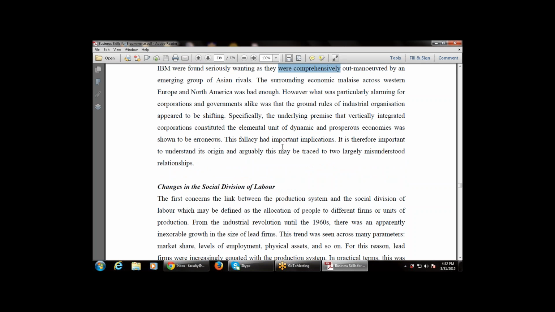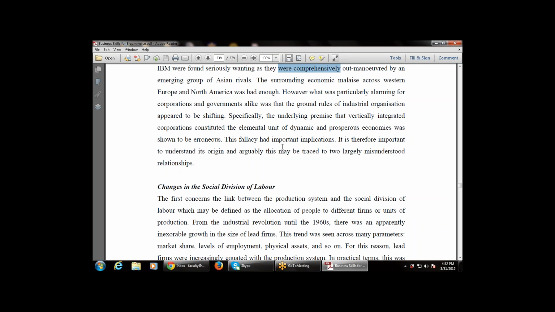If I'm saying in an organization, there are multiple departments, so there are multiple chains, there are multiple levels. One is the production department, sales department, trainer department, marketing department. There are various departments, there are various levels in the organization. The next is changes in the social division of labor.